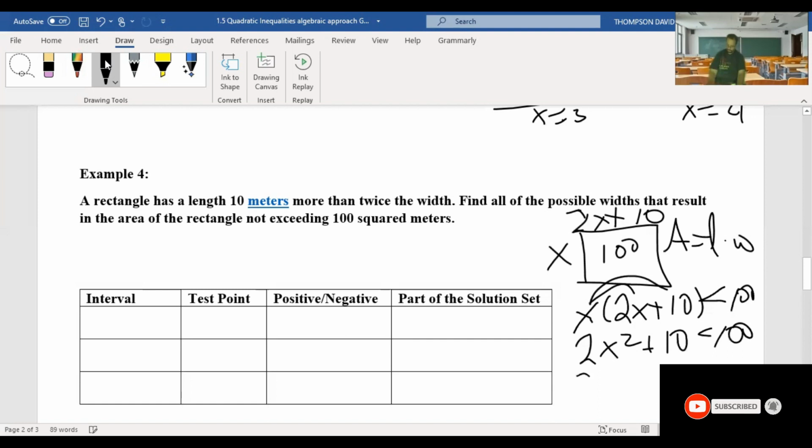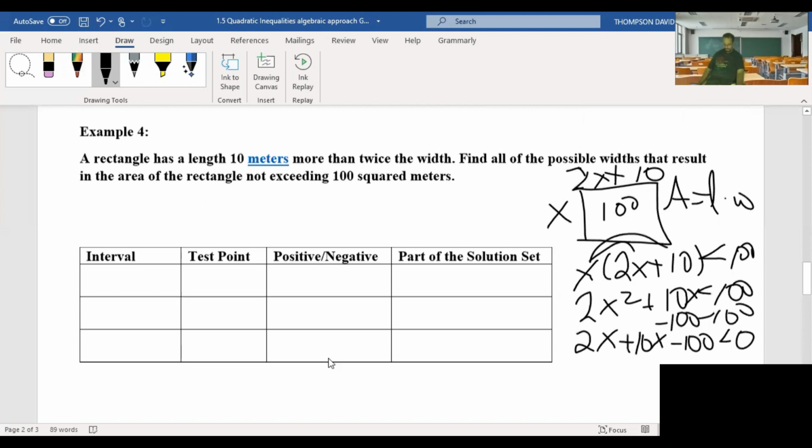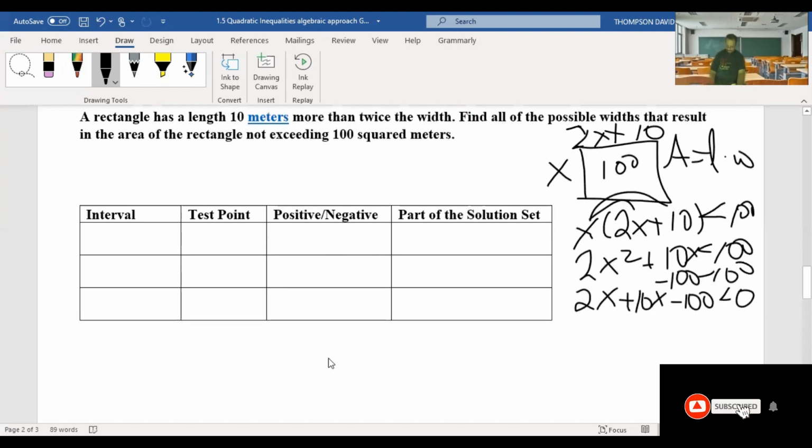We'll subtract 100 from both sides. And don't forget the 2x squared plus 10x minus 100 is less than 0. We'll divide everything by 2. So that leaves me with x squared plus 5x minus 50 is less than 0.